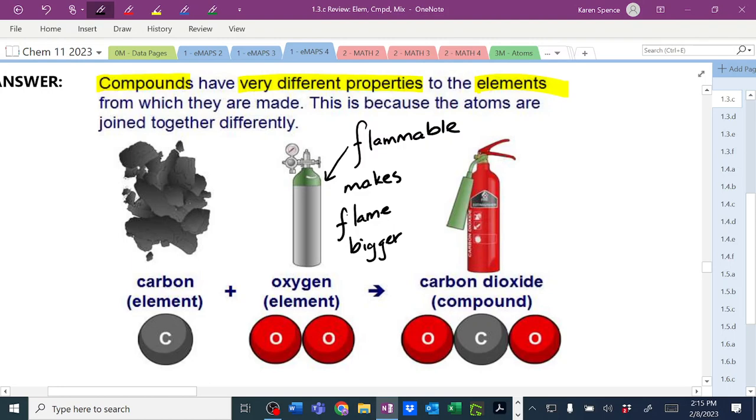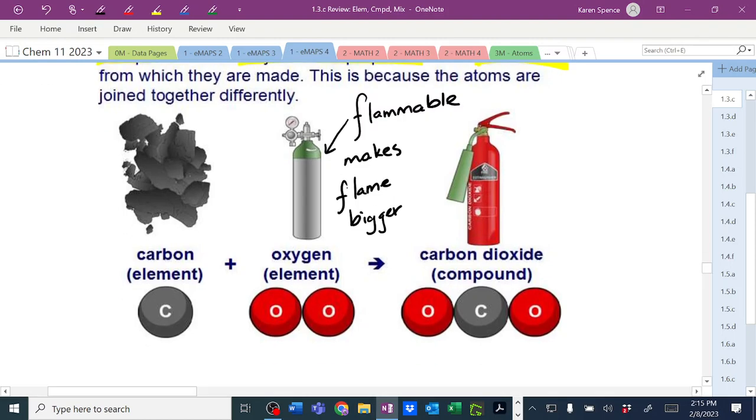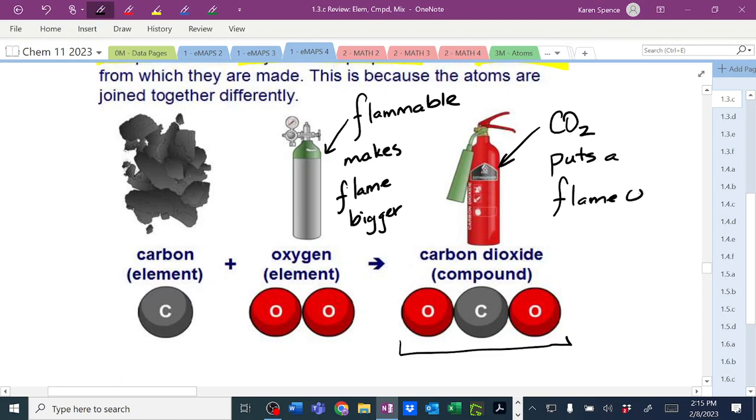However, if we take the carbon and we put it together with the oxygen, we end up with the compound carbon dioxide, and that's actually one of the components in a fire extinguisher, which puts the flame out. So once again, you can see the element oxygen is very different than the compound carbon dioxide. The properties are very different.